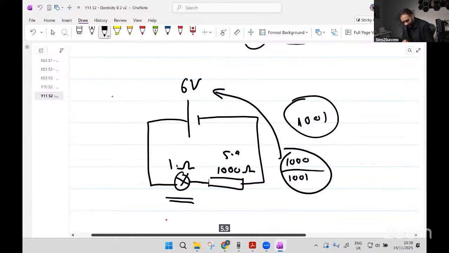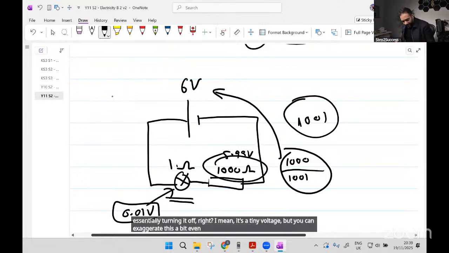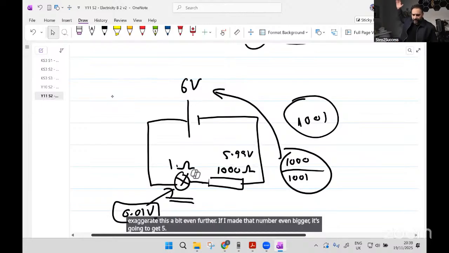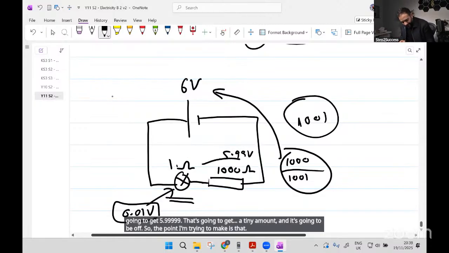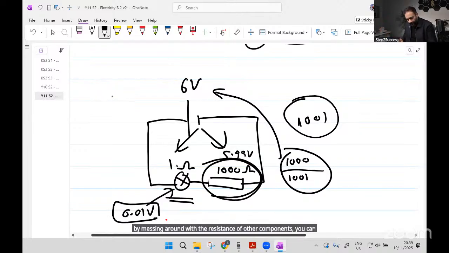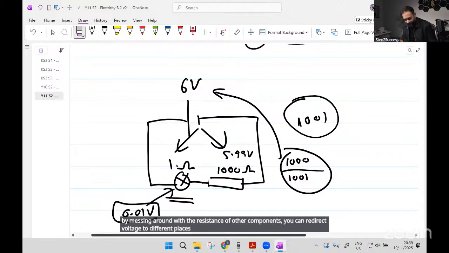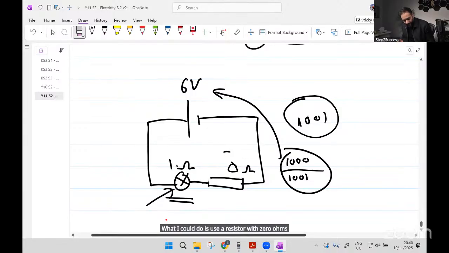is going to be pulling 5.99 volts from that, which means that this is only going to get 0.01 volts, essentially turning it off, right? It's a tiny voltage, but you can exaggerate this even further. If I made that number even bigger, it's going to get 5.99999. That's going to get a tiny amount, and it's going to be off. So the point I'm trying to make is that by messing around with the resistance of other components, you can redirect voltage to different places in a circuit. So if I now wanted to turn this lamp on, what I could do is use a resistor with 0 ohms.